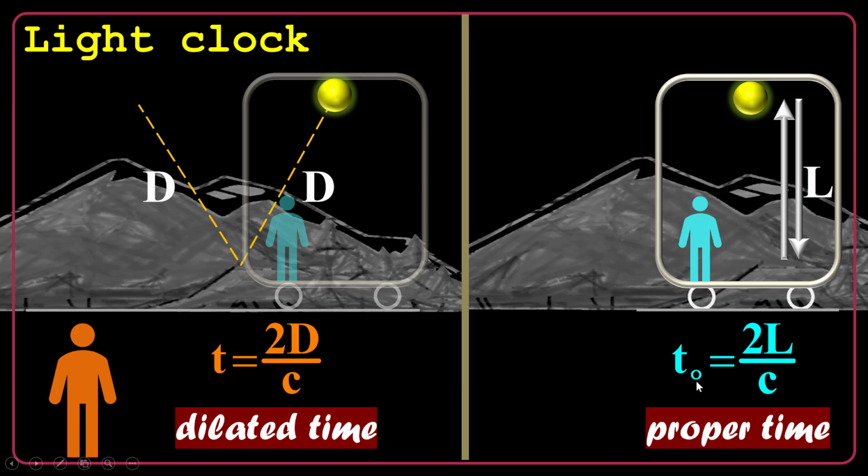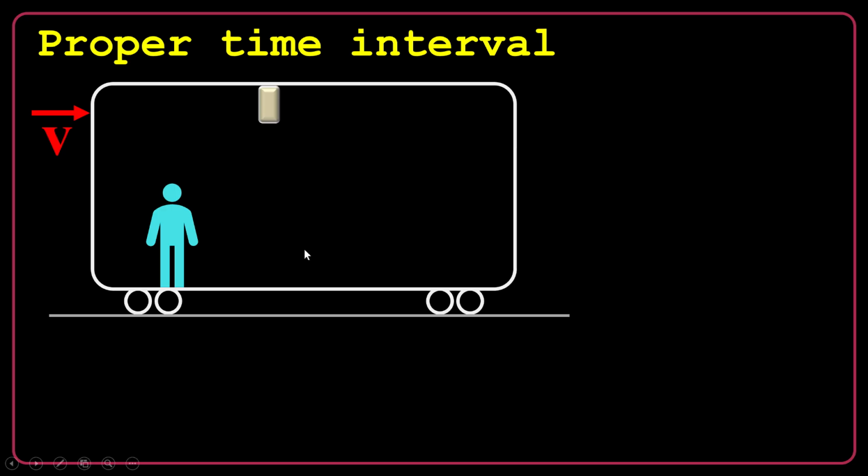Proper time is always the shortest time you can measure for a specific event. Look at this event. This event is actually a complete oscillation. The person in the train is always at rest relative to this event, but the person outside the train is not. So we can say the proper time is the time measured according to a person who is at rest relative to the event.